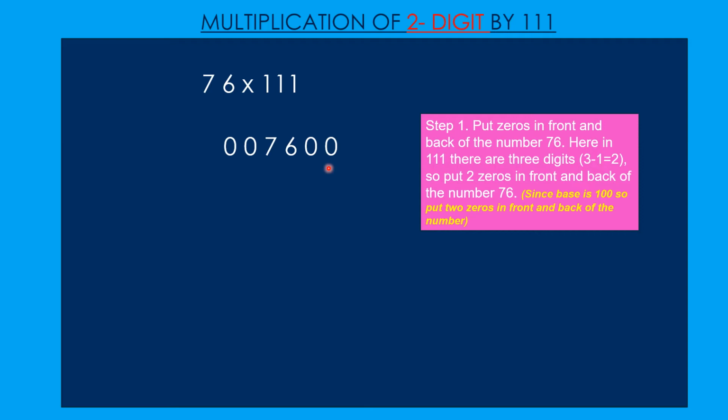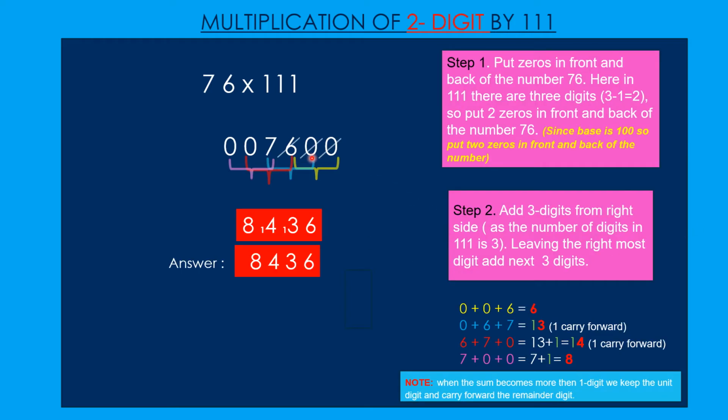Next, after putting zeros, what do you do? You add 3 digits from the right side, right? So why are we adding 3 digits here? Because there are 3 digits in 111, right? So we will add 3 digits at a time, leaving the rightmost digit. So 0 plus 0 plus 6 is 6.